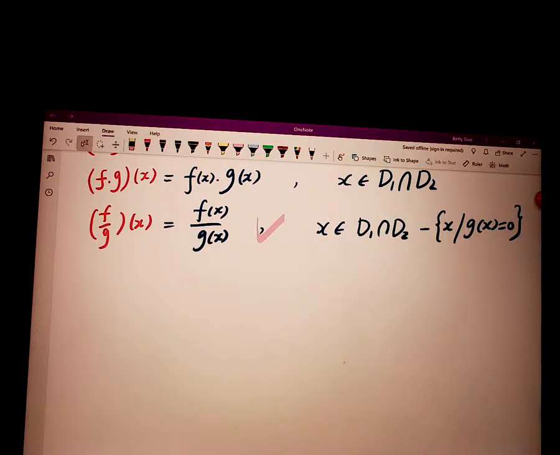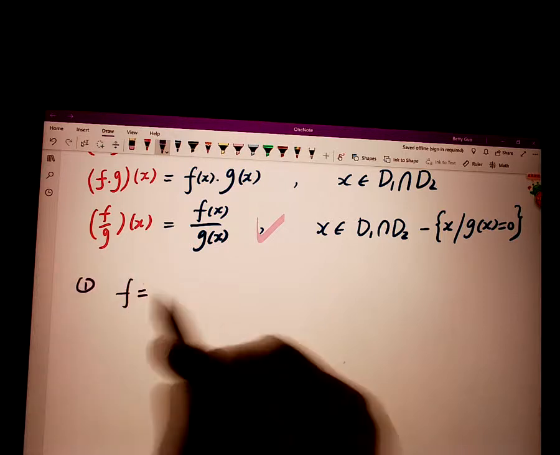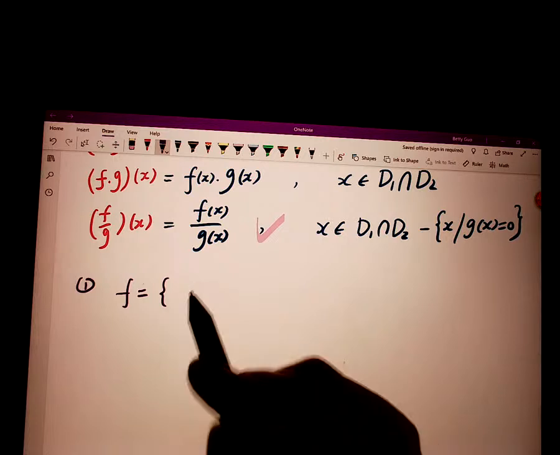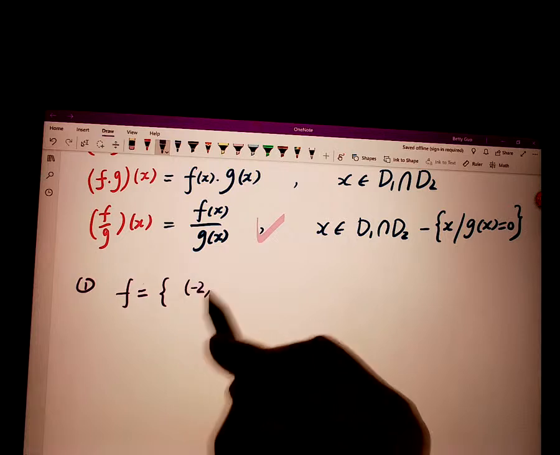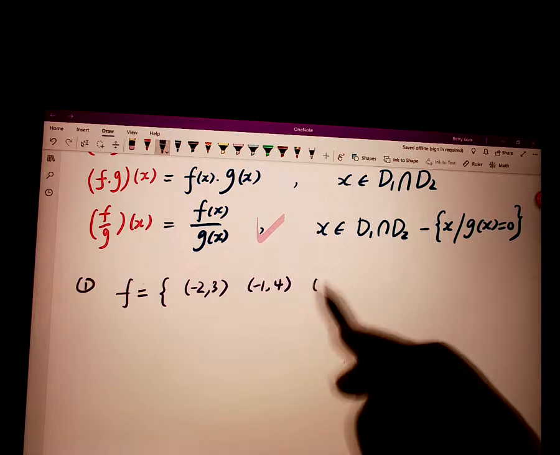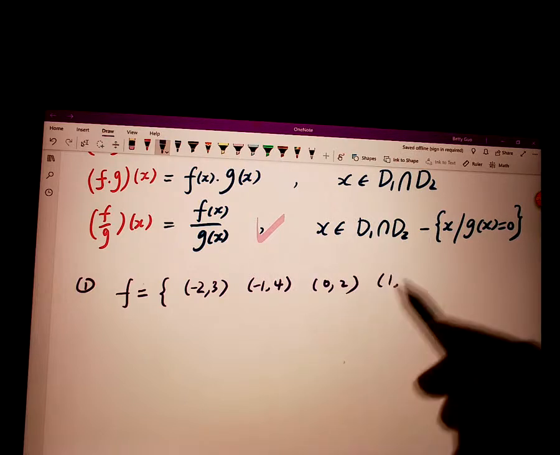I'll read the requirement for Example 1. Example 1, find the indicated functions and state their domains. Number 1, f is a function. The function is a set of ordered number pairs: (-2, 3), (-1, 4), (0, 2), and (1, 0).